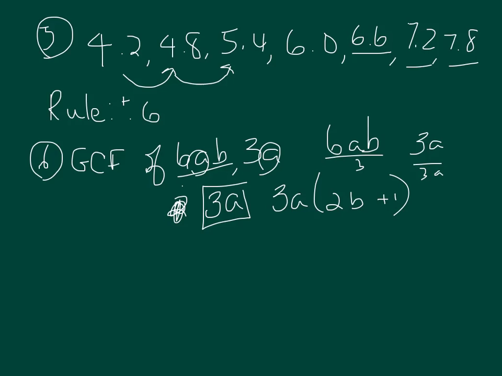And you didn't need to do that. The answer is, what's the greatest common factor? It is just 3A. And let's go on to another screen to do number 7, because it is quite complicated.